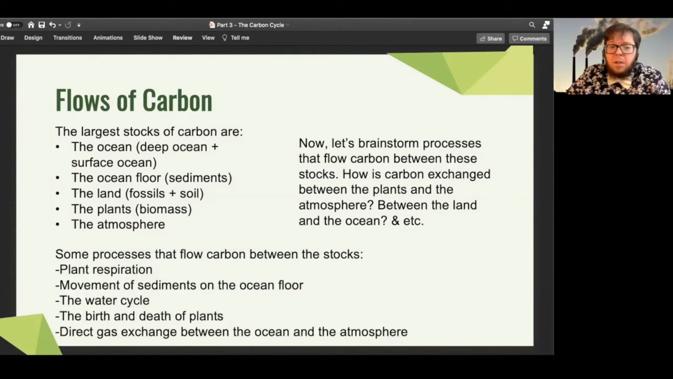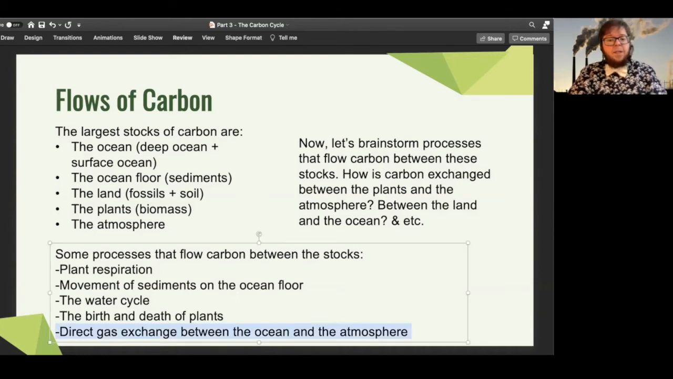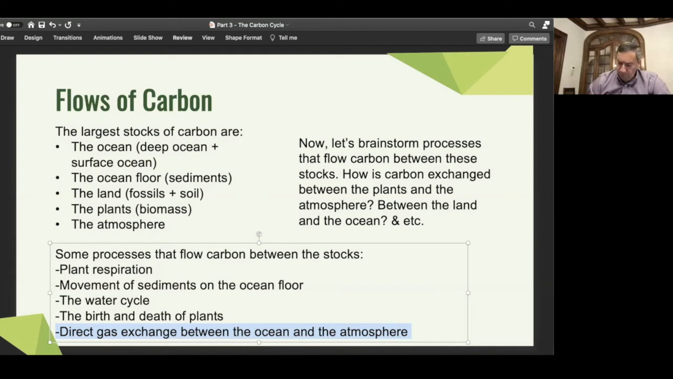So here is the list of processes. Plant respiration is one of them. The movement of sediments on the ocean floor. The water cycle itself is part of the carbon cycle. All of these cycles are interconnected and interrelated. As water evaporates, moves around in the sky, it rains, it flows to the ocean, that's moving some carbon along with the water. The birth and death of plants: as plants grow, they take carbon from the soil and use it in photosynthesis, and then they die and the carbon returns to the soil. So that's an exchange between the plants and the soil. And finally, direct gas exchange between the ocean and the atmosphere, which is evaporation and condensation.